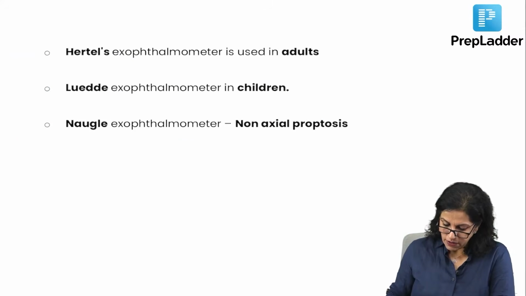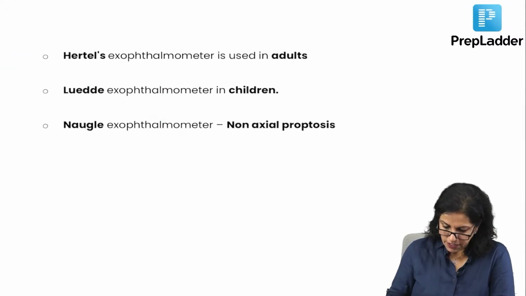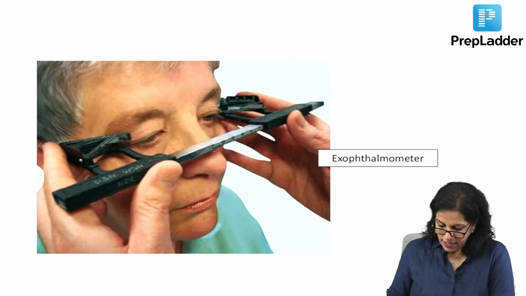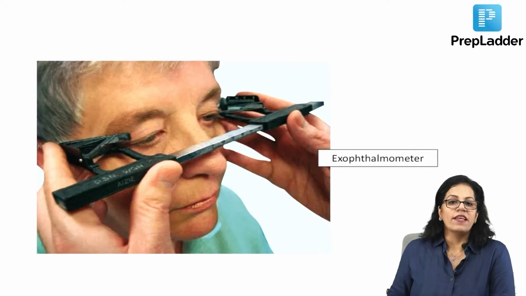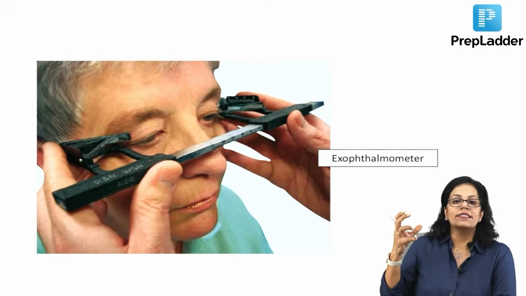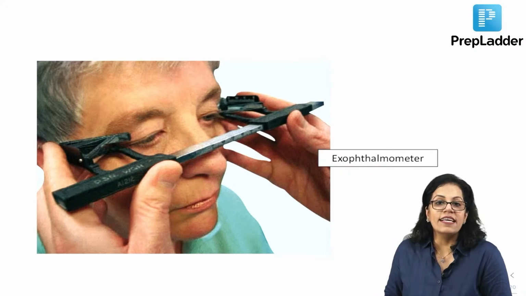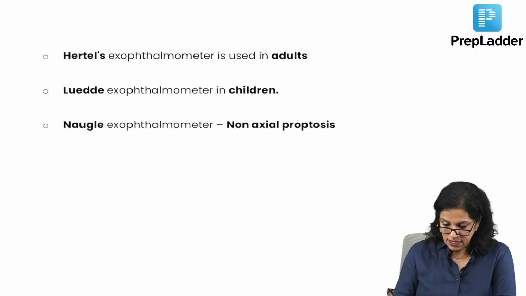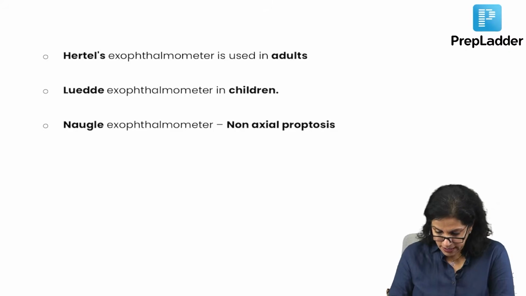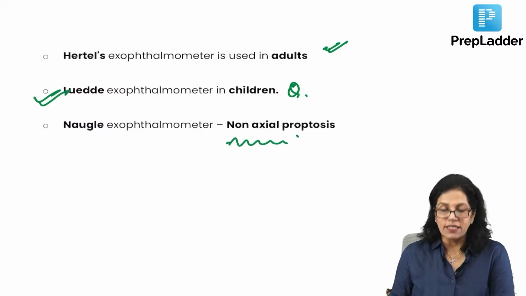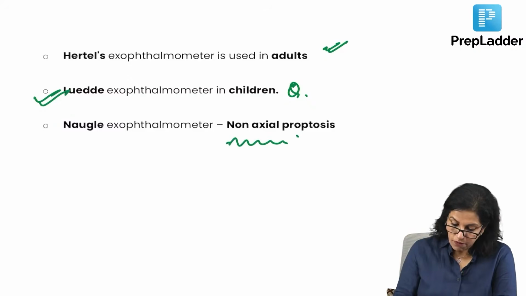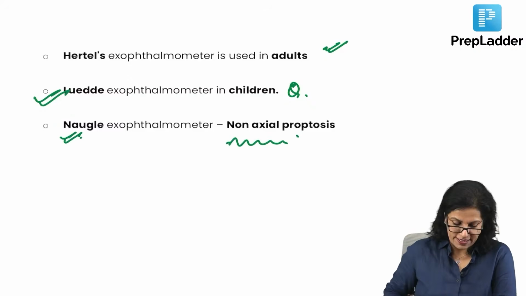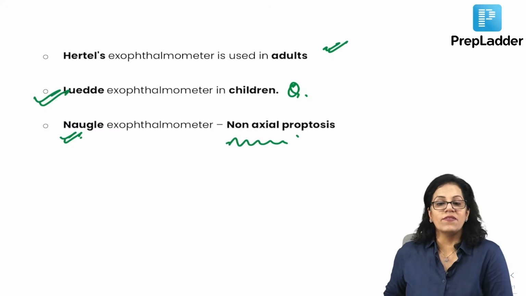So, see, have a look. This is how we are using, on this patient, Hertel's exophthalmometer, and I told you what is the distance criteria, when do we define it as proptosis, right. So, Hertel's exophthalmometer, generally please remember this is important. In adults we are using this. What do you use in children? We answer Lutz, and if it is non-axial, not protruding in the straight direction, one extra piece of information, it is called Nagle's exophthalmometer.